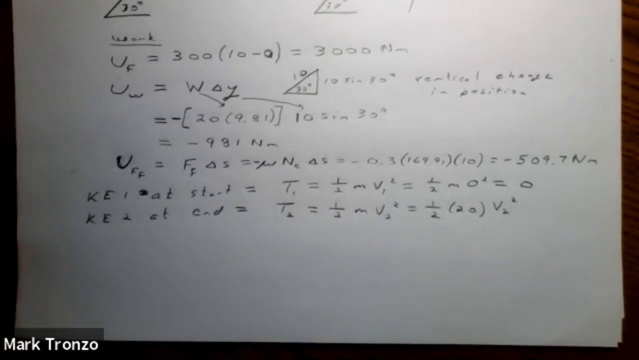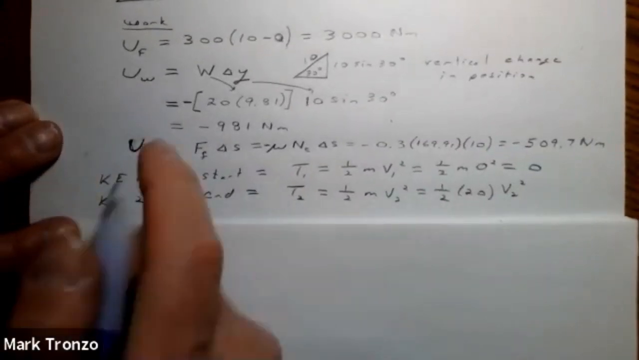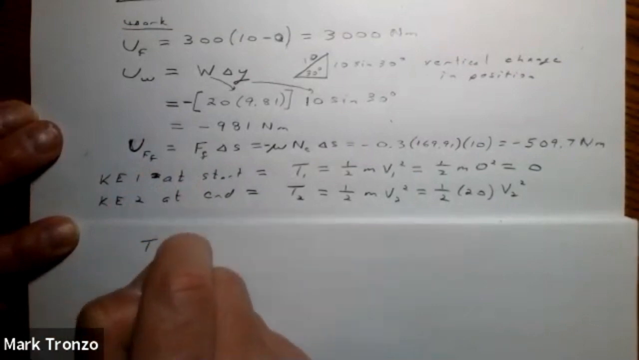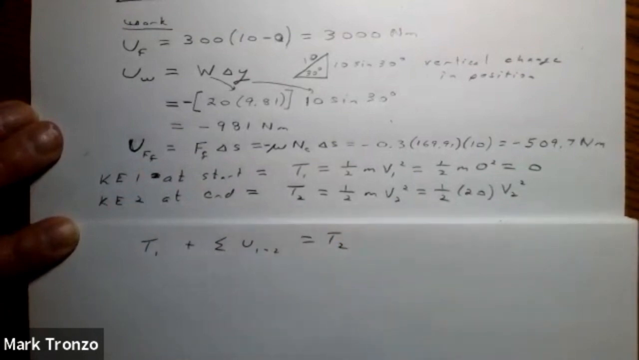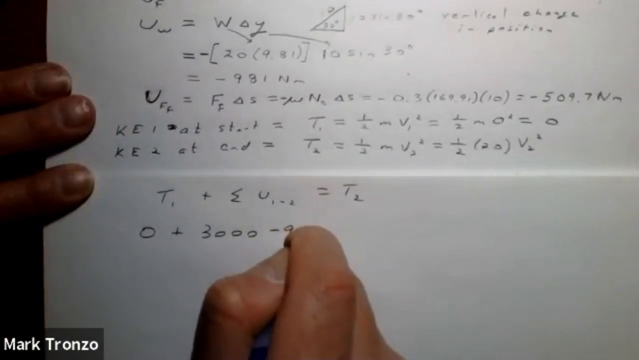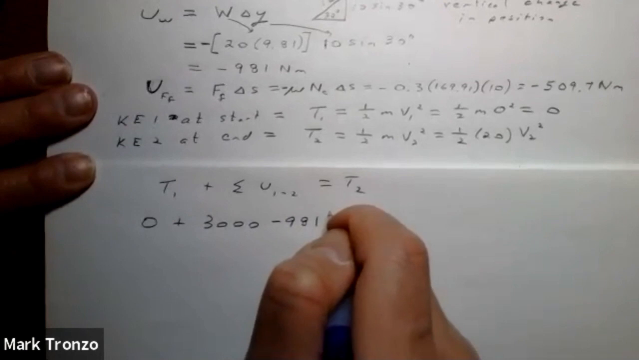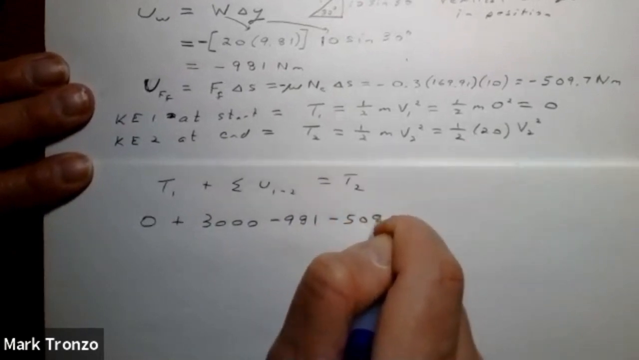And so finally, we have to put everything into our equation. So we'll put work and kinetic energy. It's going to be T1 plus the summation of the work from 1 to 2 equals T2. T1 was 0. And our work was 3,000 Newton meters from the force. The weight was minus 981. The friction was minus 507, or 509.7.